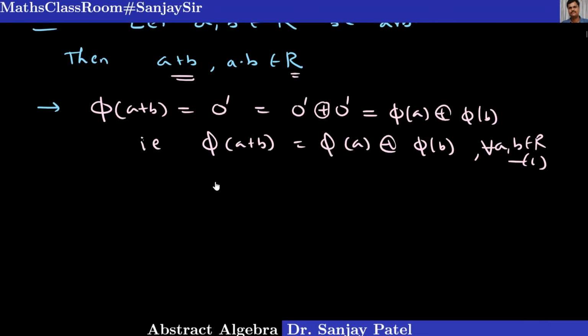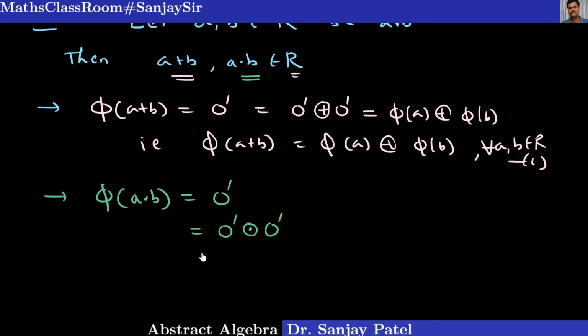So this is my first result. In the same way, we can prove the second condition, that phi of a dot b, remember a dot b also belongs to R, so its value under the function phi is 0 dash. This 0 dash we can write as 0 dash into 0 dash, but this dot is the multiplication in R dash, that is in the codomain ring. So I'll be writing the symbol dot circle.